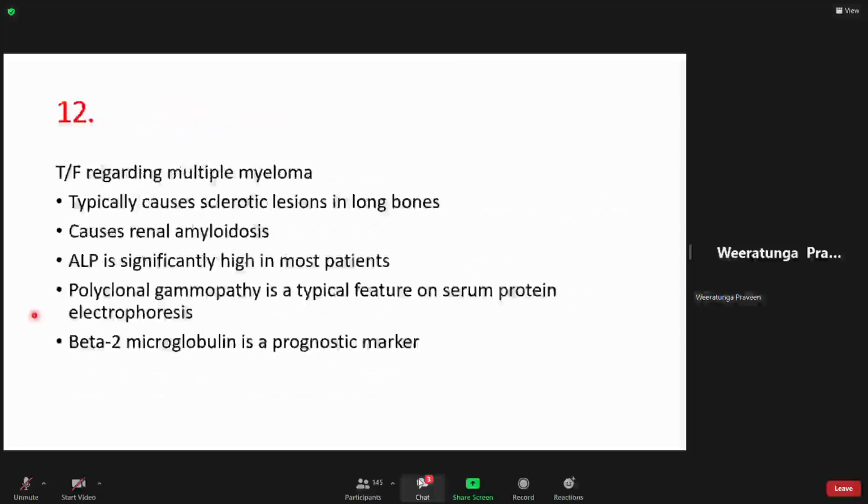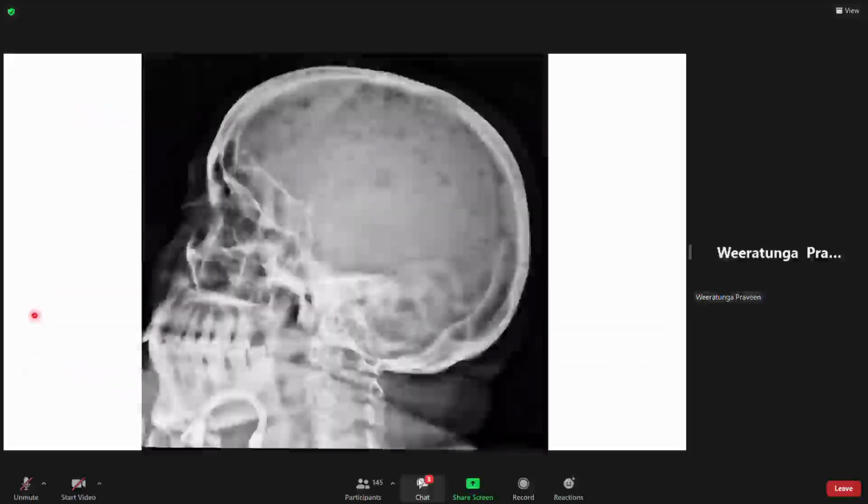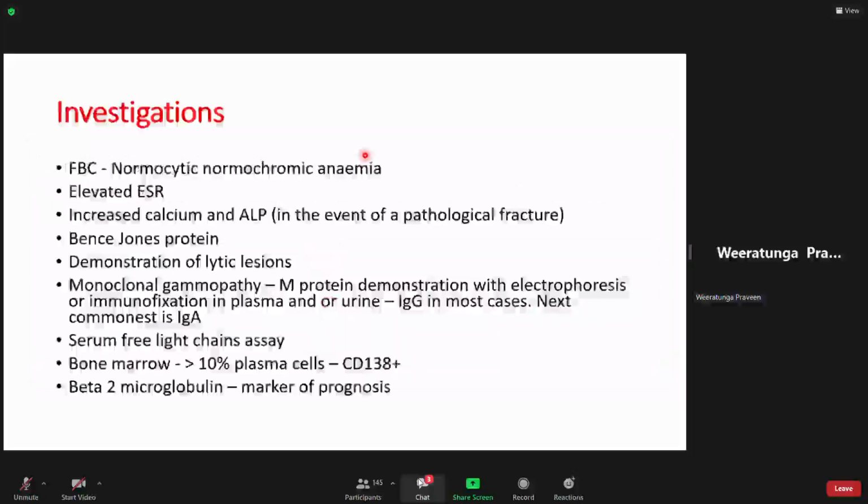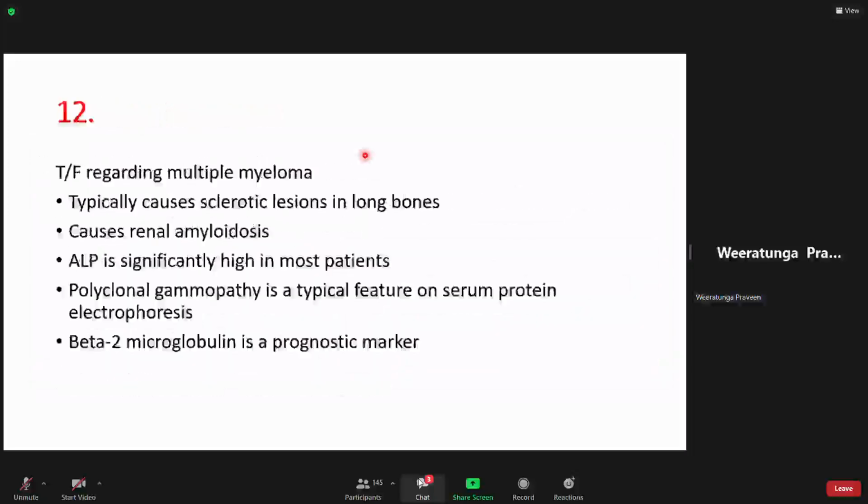Multiple myeloma typically causes lytic lesions, usually in flat bones. Lytic lesions in the skull are very typical of multiple myeloma. Organ damage can be hypercalcemia, lytic lesions, renal impairment, renal amyloidosis. Diagnosed monoclonal gammopathy, not polyclonal gammopathy. Right? And this is an important point.